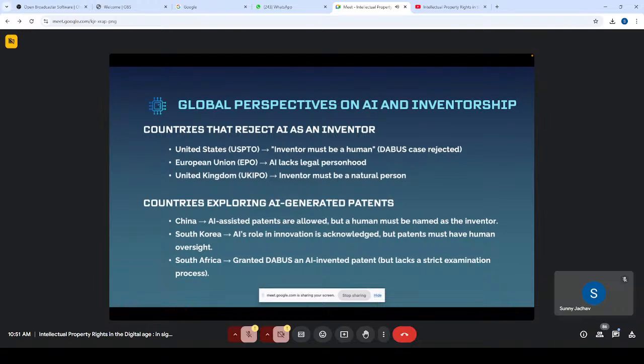So let's see the global perspectives on AI and inventorship. Countries that reject AI as an inventor: the United States, Europe, all European countries that are bound by the EPO, the European Patent Office, and the United Kingdom Intellectual Property Office, the UK. And India is also in that line. We are going to discuss India separately.